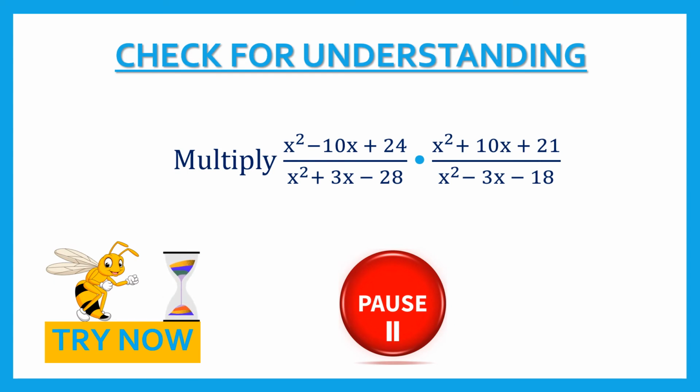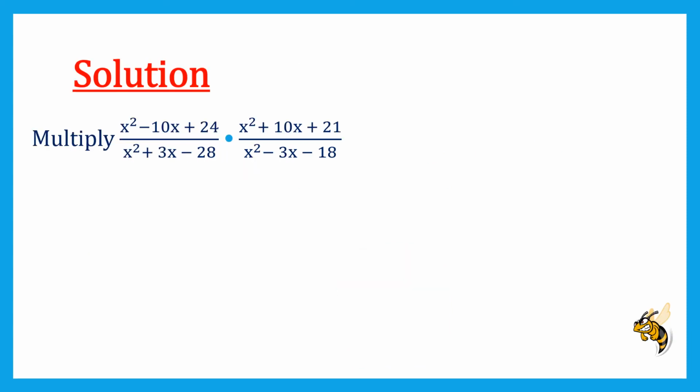Let's go ahead and check for understanding. Multiply x squared minus 10x plus 24 all over x squared plus 3x minus 28 times x squared plus 10x plus 21 all over x squared minus 3x minus 18. Solution.